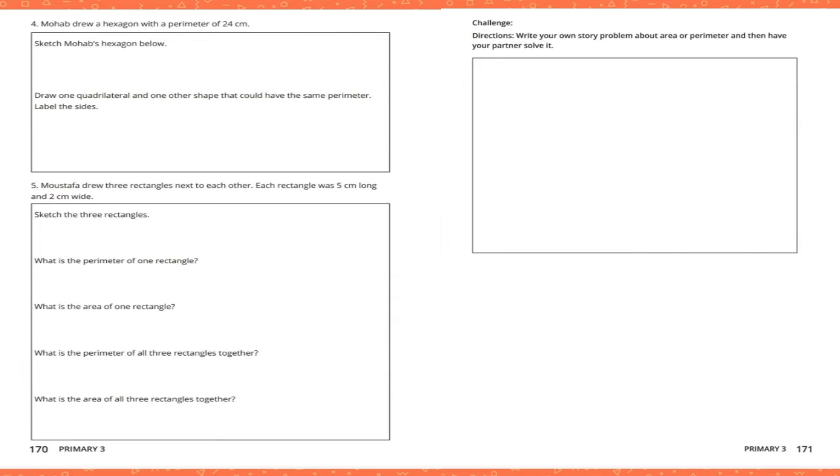Muhab drew a hexagon with a perimeter of 24 centimeters. And as we know, the hexagon has 6 equal sides. So the perimeter of the hexagon will be side length times 6. And to know the length of the side, we divide 24 by 6, which equals 4 centimeters.